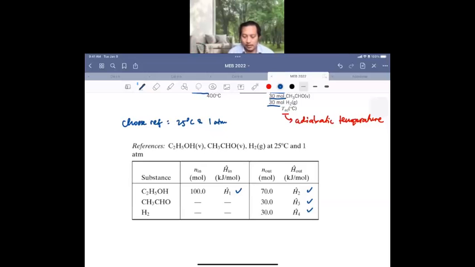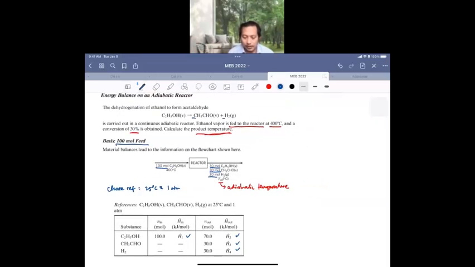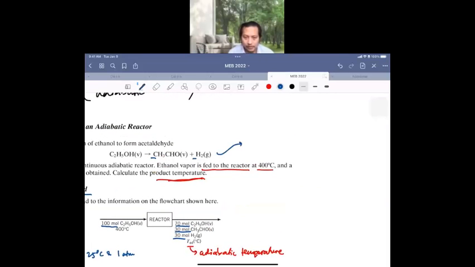Now first, we could work out the extent of reaction. So first, finding the extent of reaction: the mole of acetaldehyde divided by the stoichiometric coefficient. Because the input doesn't have acetaldehyde, we just focus on the outlet, which is 30 mole, divided by the stoichiometric coefficient of 1, so it's just 30 mole.